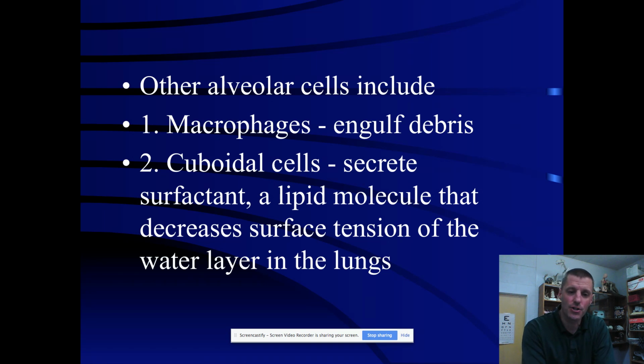Cuboidal cells secrete surfactant, and the critical part of that is it decreases the surface tension of the water layer in the lungs. So what you don't want is for the wall of the alveoli to adhere to itself, because then it's not going to fill up with air. There's this surfactant lining it to keep it from sticking to itself, keeps it open. So you have a moist membrane, but it doesn't collapse and stick to itself.